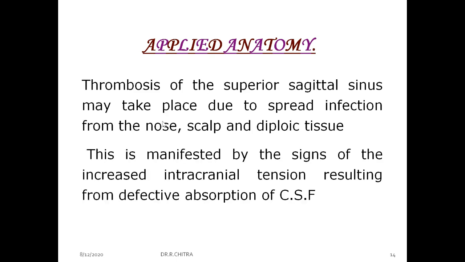So what is the applied anatomy of the superior sagittal sinus? Thrombosis of the superior sagittal sinus may take place due to the spread of infection from the nose and scalp. All these communications from the scalp and nose will be manifested by the signs of increased intracranial tension, resulting from defective absorption of CSF. CSF will not be absorbed if this sinus is thrombosed. So that will be the manifestation. So we have completed the superior sagittal sinus.